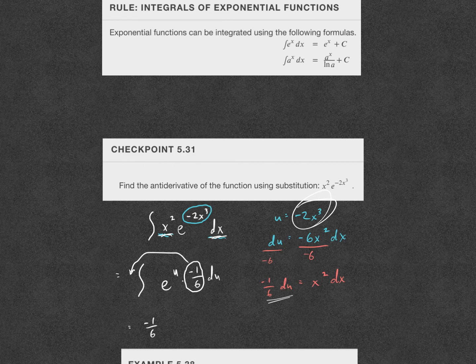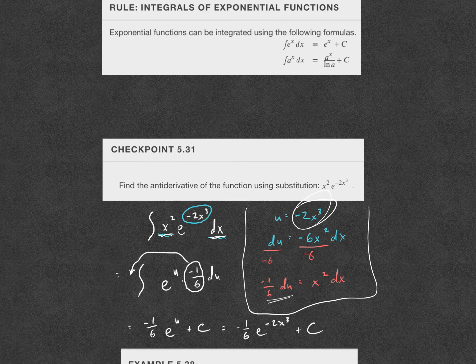The integral of e to the u, oddly enough, is e to the u plus a constant c. So that integration involved virtually no work after we did the substitution. The substitution was the challenging part. The integration was: the integral of e to the u is e to the u. Done. So really focus on that u substitution and understanding what's going on there. Now we back substitute. So we write negative 1/6 e raised to the negative 2x cubed plus our constant c, and call it a day with this problem.